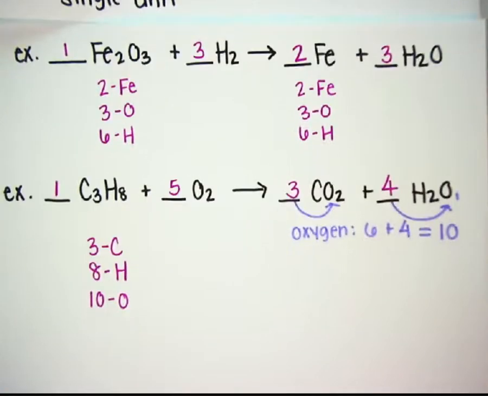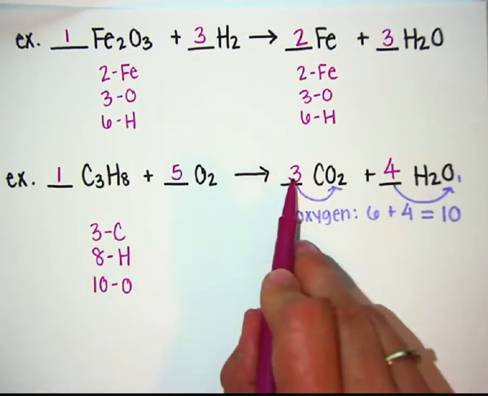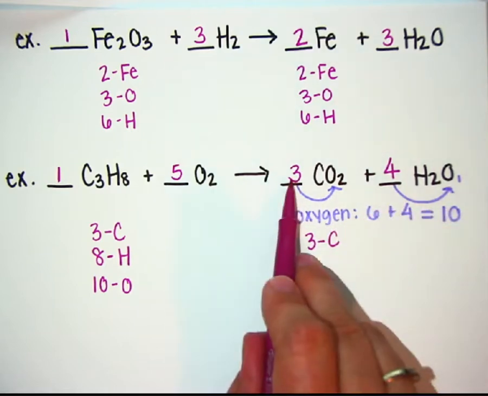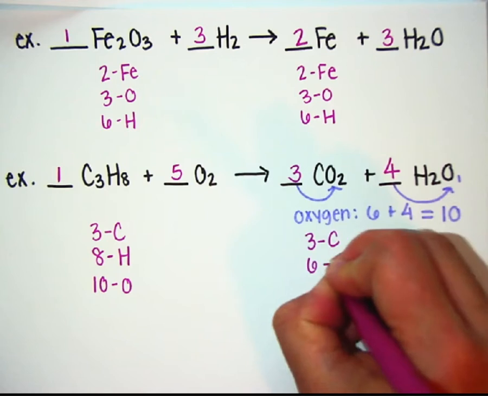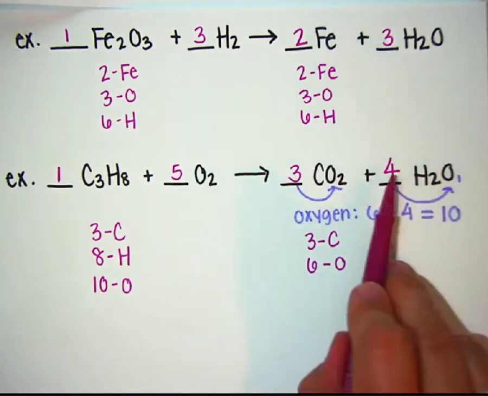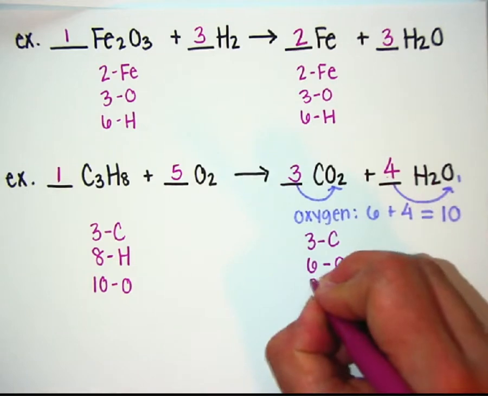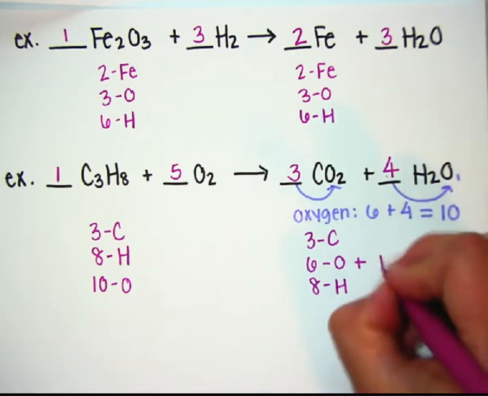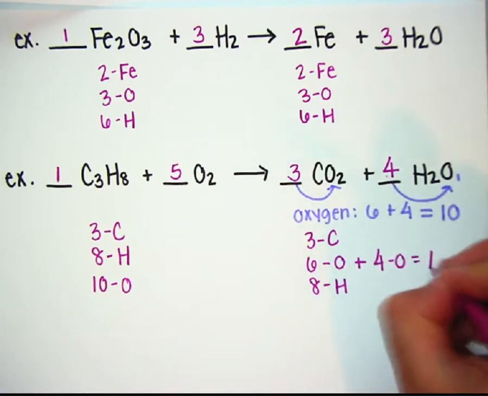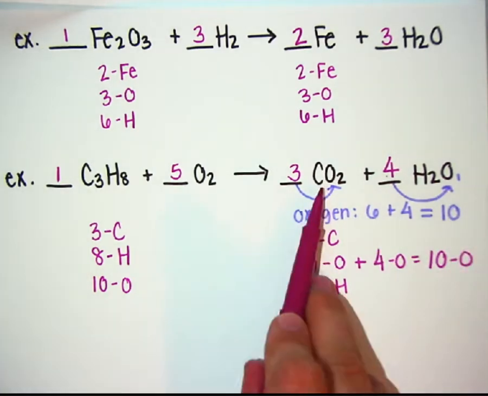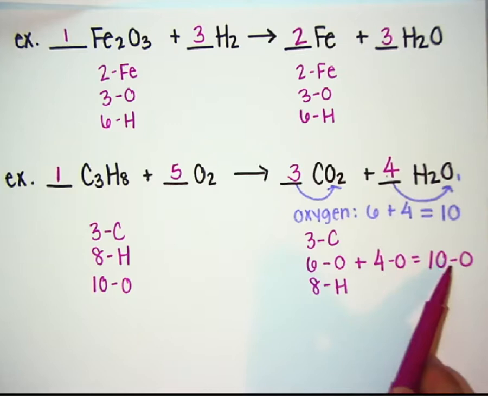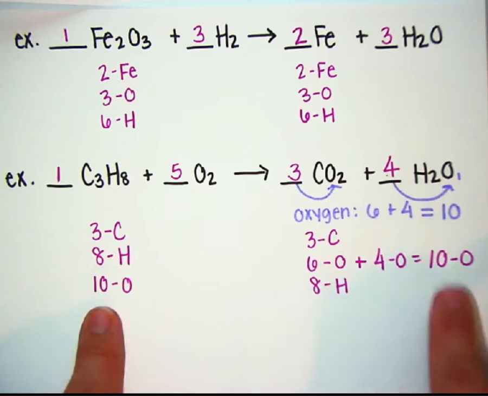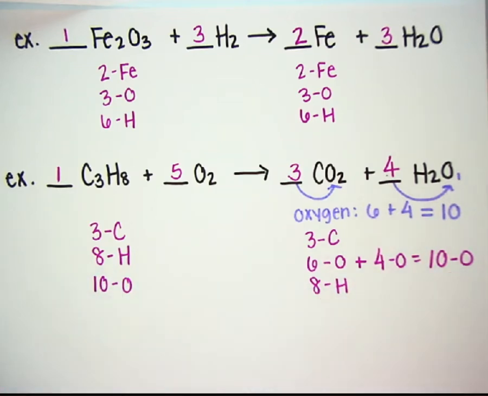Let's make sure we have those same numbers on the right side of the arrow. 3 times 1 gives me 3 carbons. 3 times 2 gives me 6 oxygens. 4 times 2 gives me 8 hydrogens. 4 times 1 gives me 4 oxygens. 6 oxygens in carbon dioxide, 4 in water, giving me a total of 10. 3 carbons on each side, 8 hydrogens on each side, 10 oxygens on each side, so we're balanced.